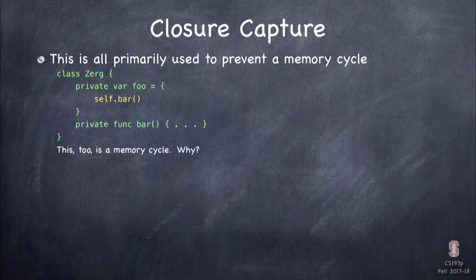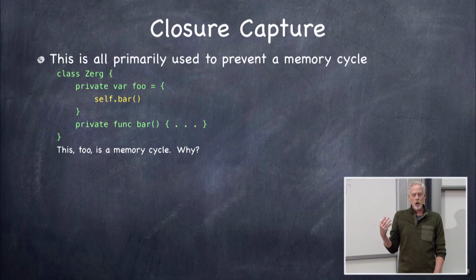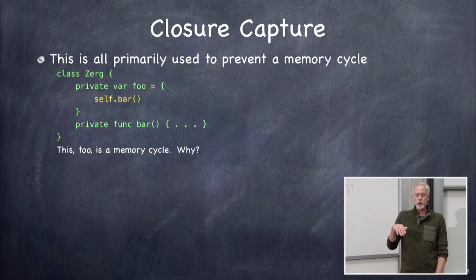So here's another example of a memory cycle that happens all the time. I have a class here, Zerg it's called. It has a var called foo, whose value is a closure. Inside that closure, I've set it to have a value of a closure that calls another function in Zerg, which is bar. Okay, this is a memory cycle.